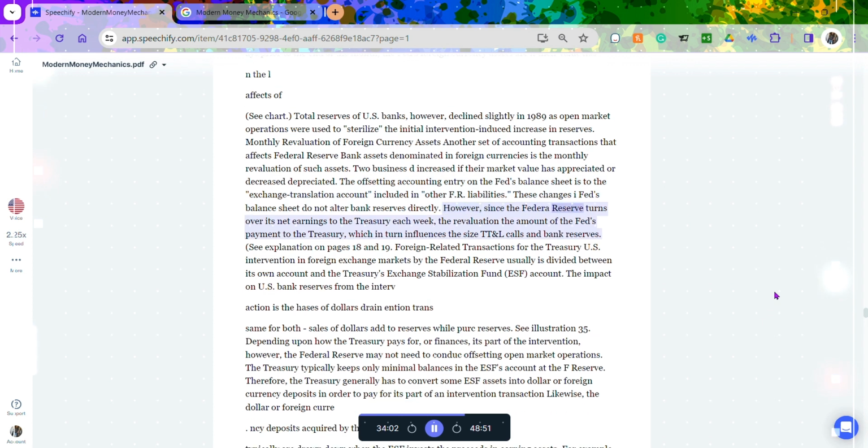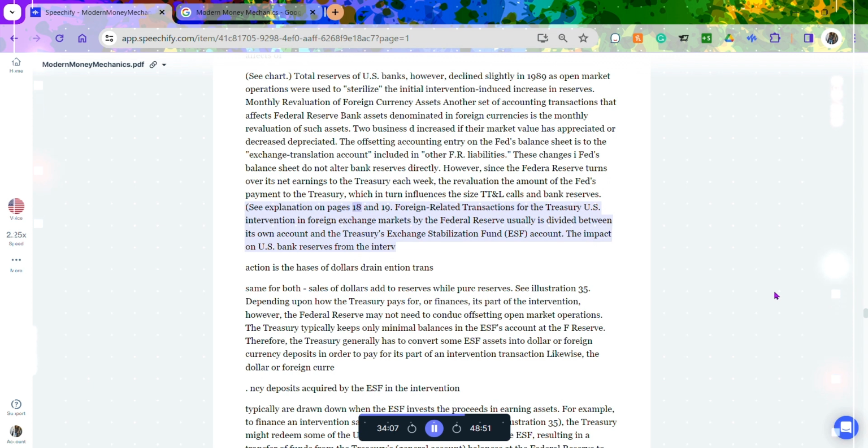However, since the Federal Reserve turns over its net earnings to the Treasury each week, the revaluation affects the amount of the Fed's payment to the Treasury, which in turn influences the size of TTNL calls and bank reserves. See explanation on pages 18 and 19.